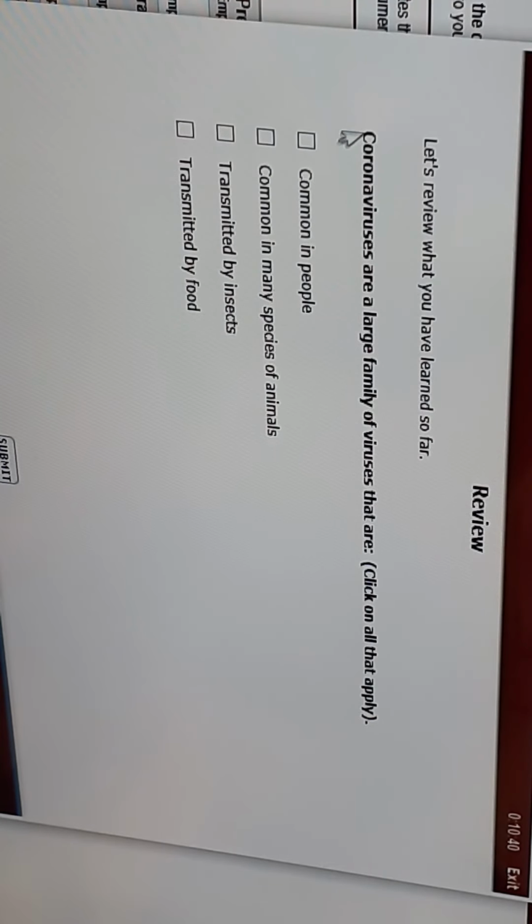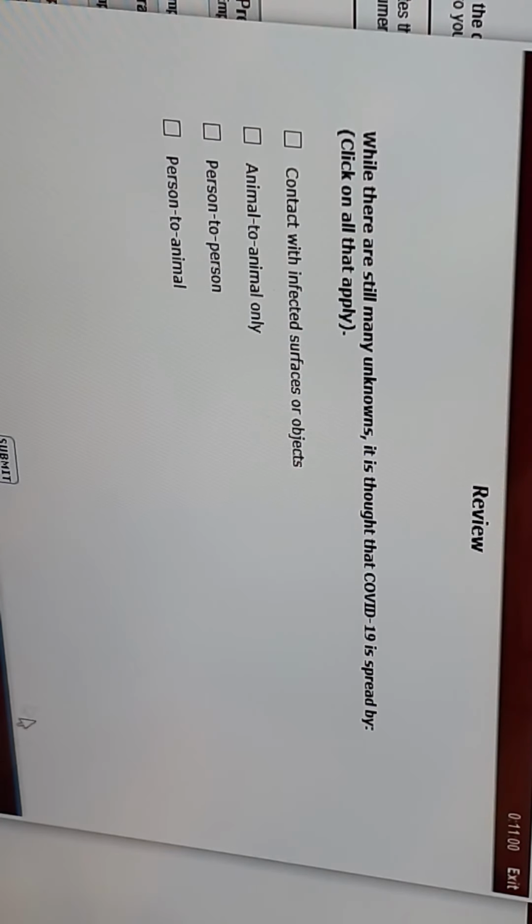Let's review what you have learned so far. Coronaviruses are a large family of viruses that are common in people, common in many species of animals, transmitted by insects, or transmitted by food. While there are still many unknowns, it is thought that COVID-19 is spread by contact with infected surfaces or objects, animal to animal only, person to person, or person to animal. Click on all that apply.